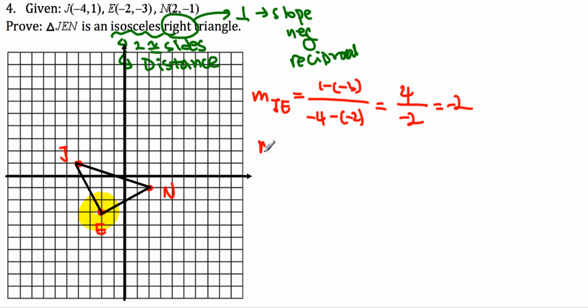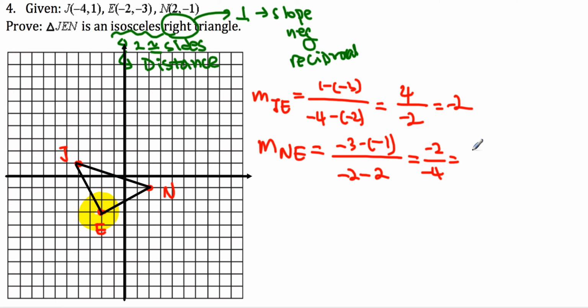How about slope of NE? Then change of y, so we get negative 3 minus negative 1. And then the bottom becomes negative 2 minus 2. So on the top, we get negative 2. On the bottom, we get negative 4, so we get 1/2. You see how the slopes are negative reciprocal to each other? So we know that we can say that it's a right triangle.